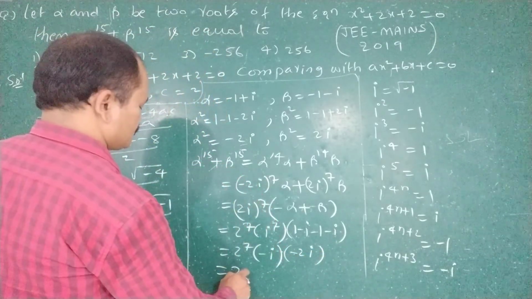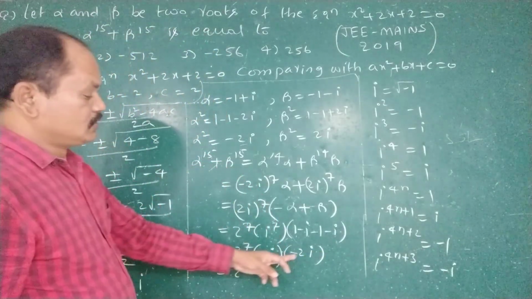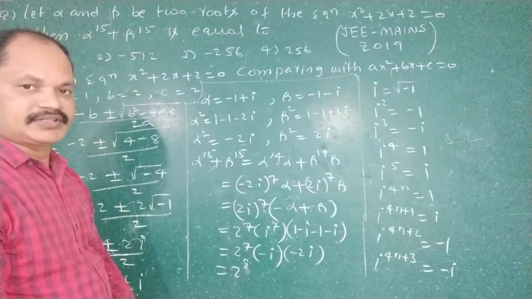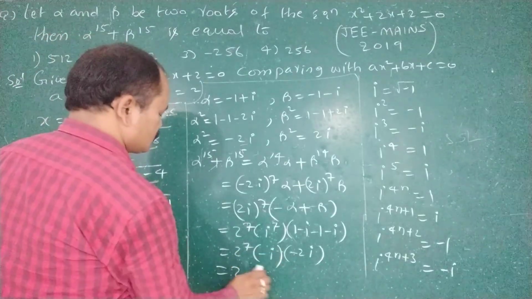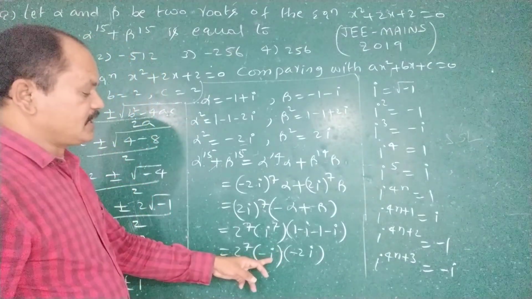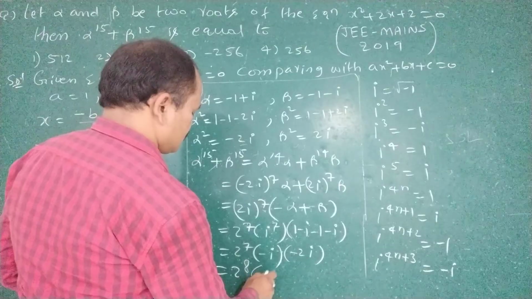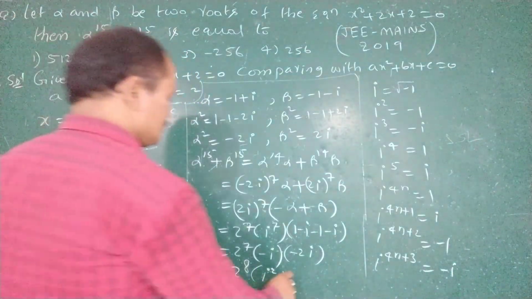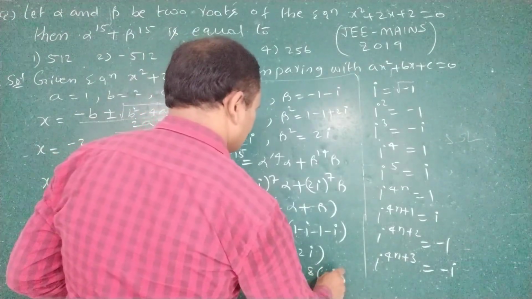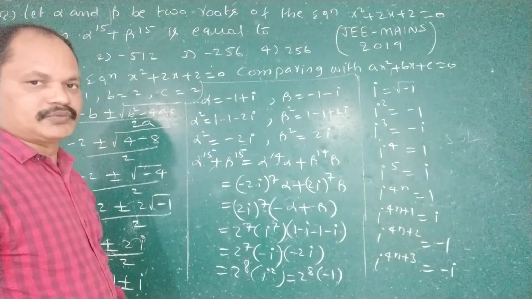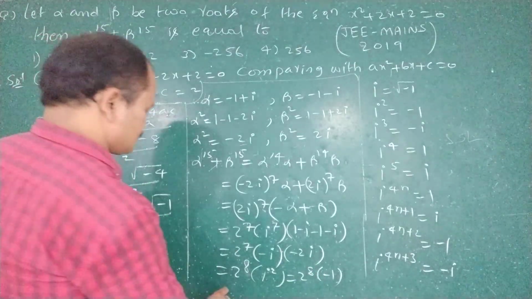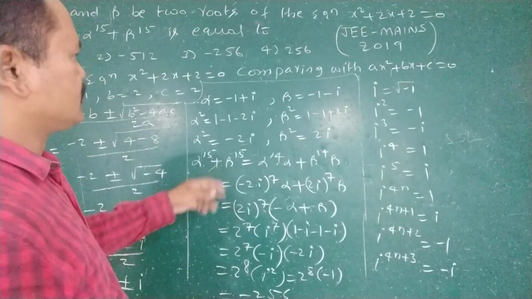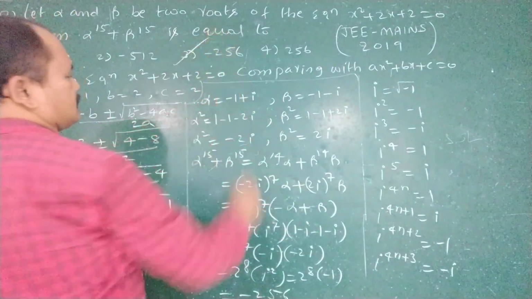That's why it is 2 power 7 into 2, which is 2 power 8, into minus i into minus 2i... that is, i square plus i square. i square is nothing but minus 1. That's why 2 power 8 into minus 1. 2 power 8 is 256, and 256 into minus 1 is minus 256. So that is the third option.